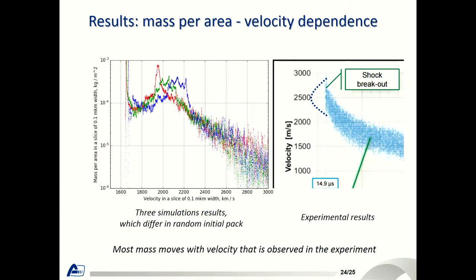So some plots: mass per area and velocity dependence. Here is mass per area of small slices as the jets propagate along x. So the main mass has a velocity of 2 kilometers per second and more. So in the experiment we observe that after the shock wave breaks out of the layer, the distribution of velocities is in quite good agreement with what we can see here.